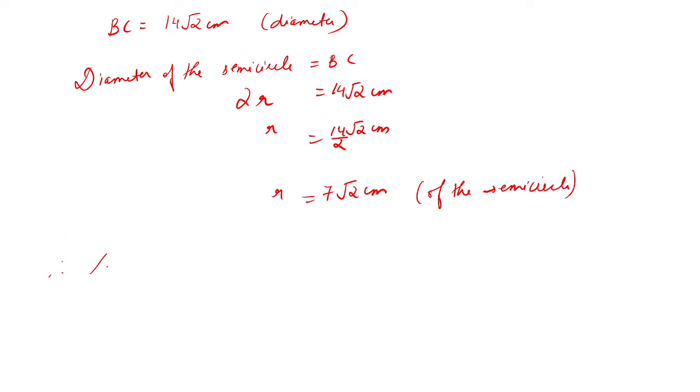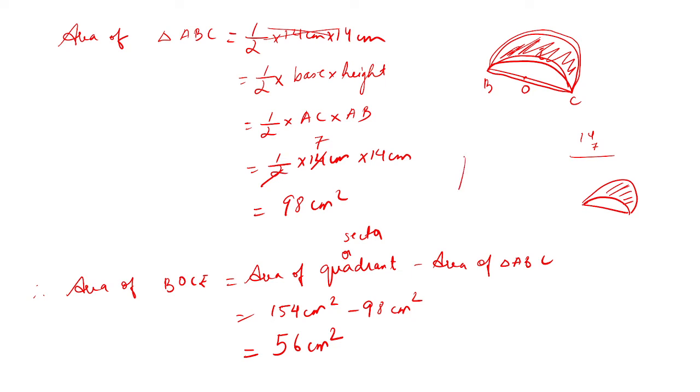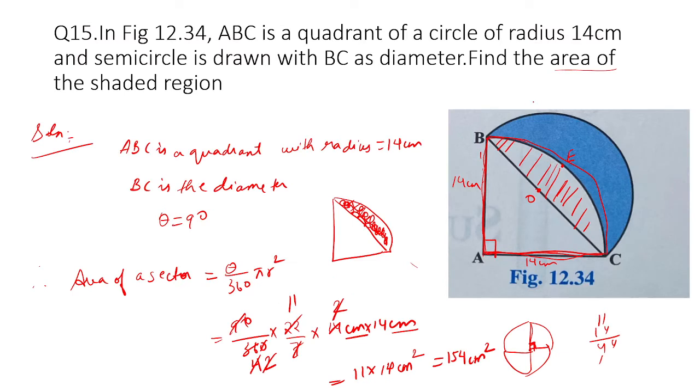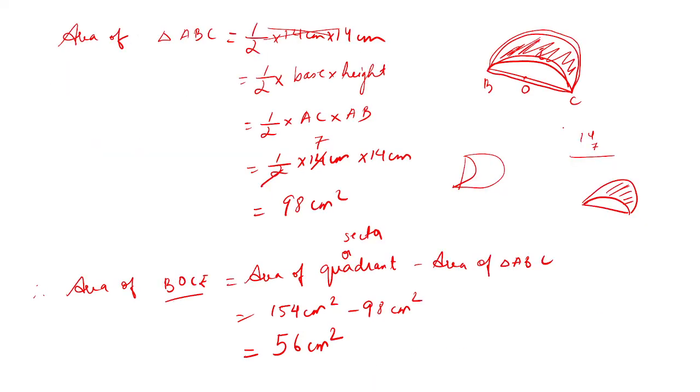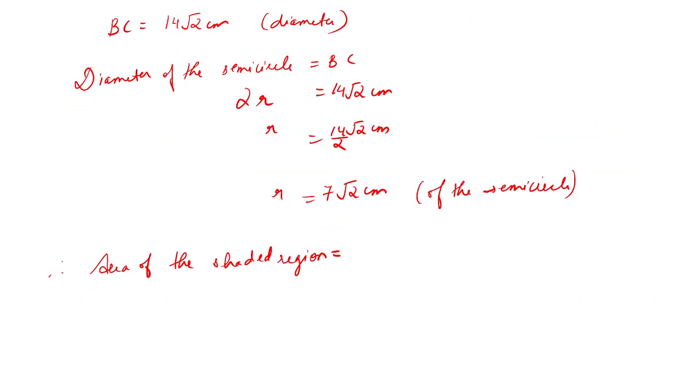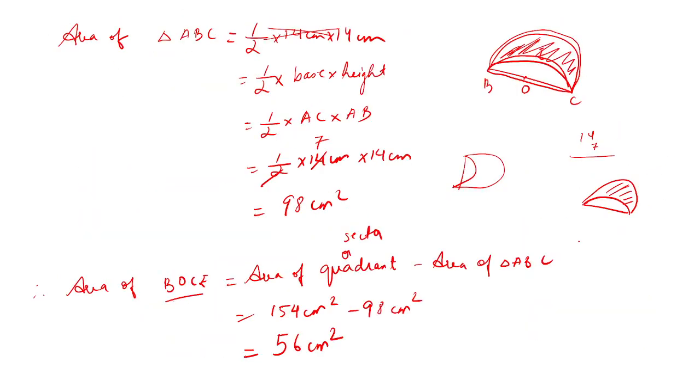Lastly, let's go to the area of the shaded region. Clear? What did I tell you about how to find the area of the shaded region? We take the area of the semicircle and subtract the area of BOC. We asked to find this, so take the area of the semicircle. We know the radius as well, right? And then subtract the area BOCE, which we have already found to be 56 centimeters square. So this is going to be area of semicircle minus area of BOCE.